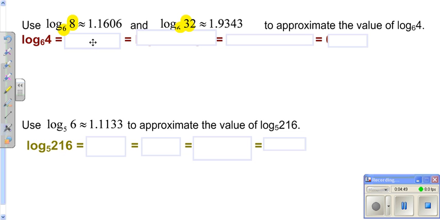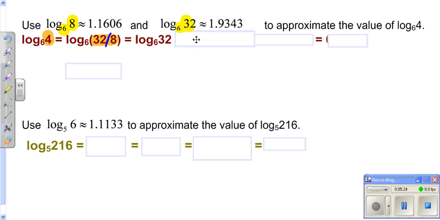Hopefully you remember your facts, and remember that 32 divided by 8 is 4. So instead of writing my 4, I'm going to replace it with 32 divided by 8. I'm going to use the 32 and the 8 because I know information about that, according to what I have up here. Now I have this written as log base 6 of 32 divided by 8. When you have two things divided after a log, you can break it apart and go log of the first one and then subtract log of the second one.